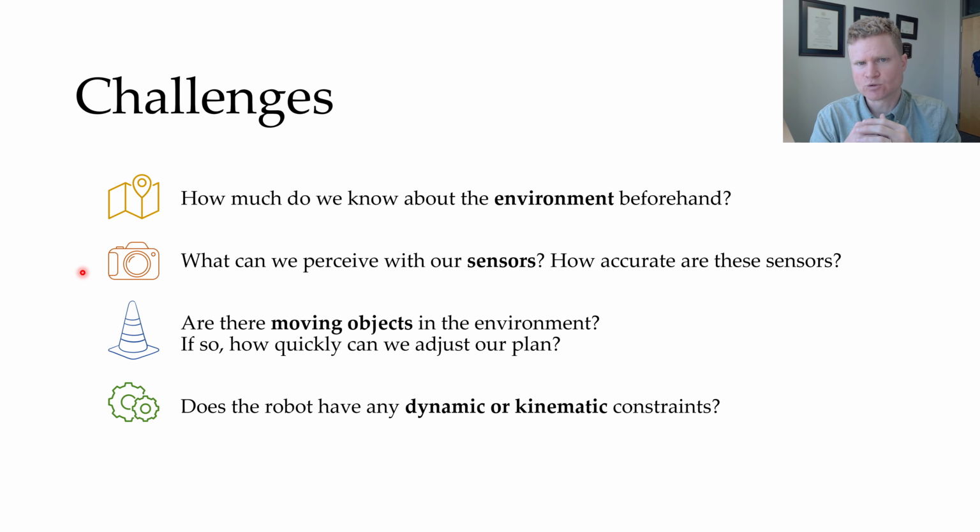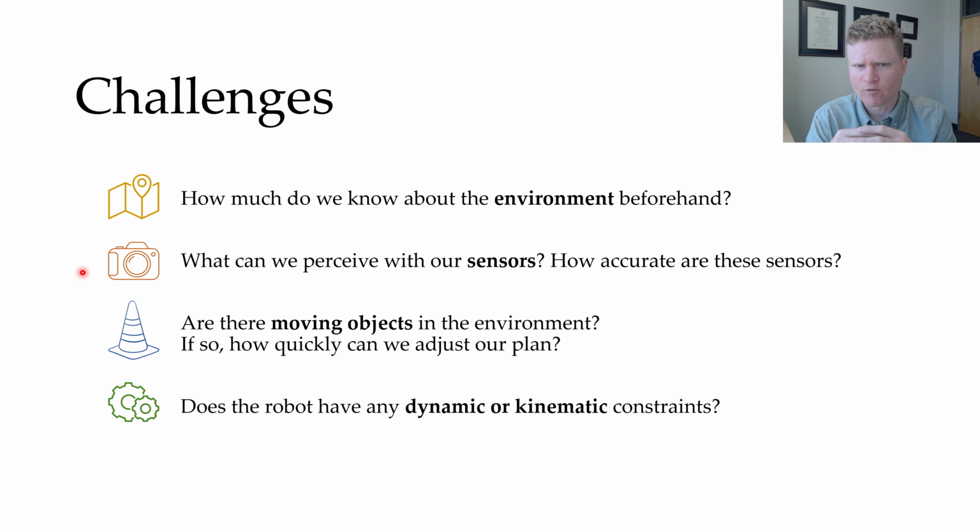A related question is what I can see with my sensors. So let's stick with our running example. On my mobile robot, maybe I've got a camera and some LiDAR. How far can I see with these sensors and how accurate are these sensors? Like, can I see a table that's several meters away? And with what level of precision can I determine the position of that table?